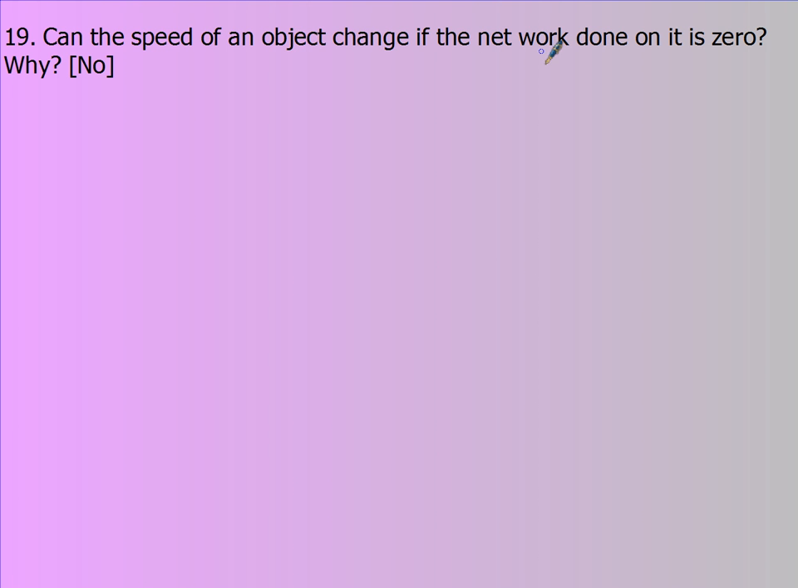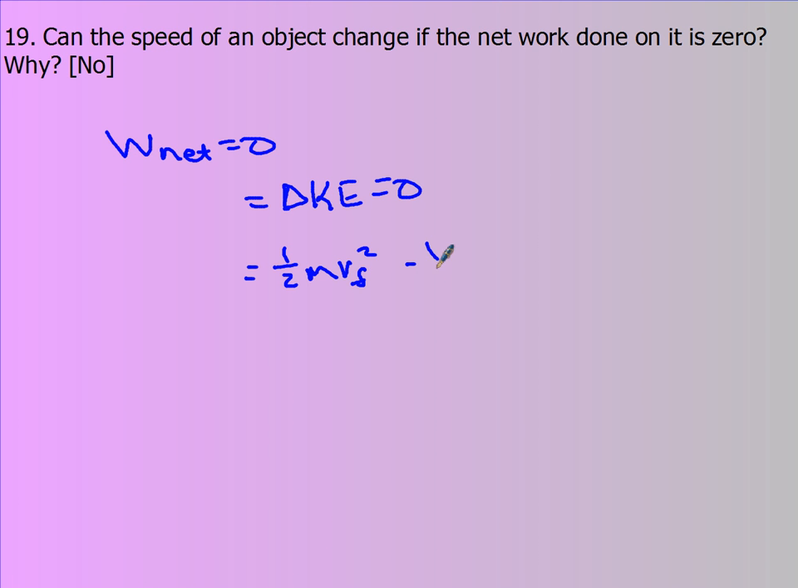Can the speed of an object change if the net work is 0? Well, if the net work is 0, what does that mean? That means the change in kinetic energy is also 0. Well, what does the change in kinetic energy look like? It's 1/2 m v final squared minus 1/2 m v initial squared. Now I'm going to come through and factor out this 1/2 m. So this is 1/2 m times (v final squared minus v initial squared).